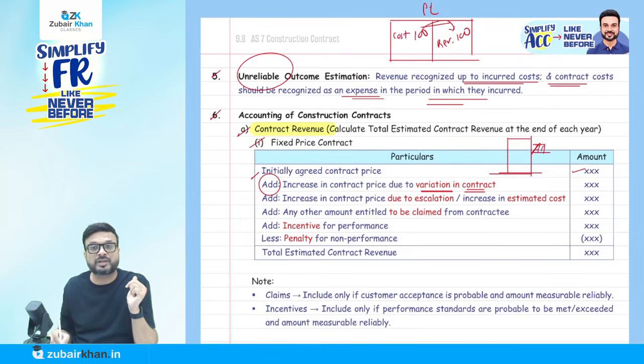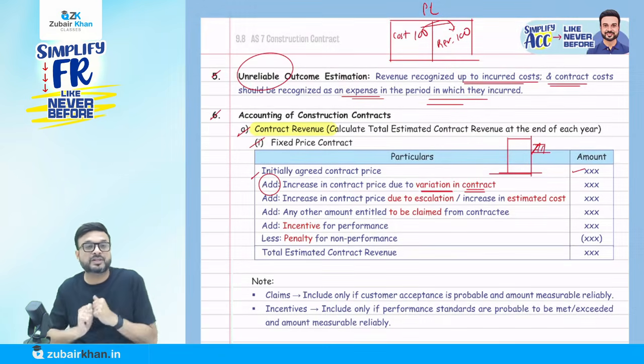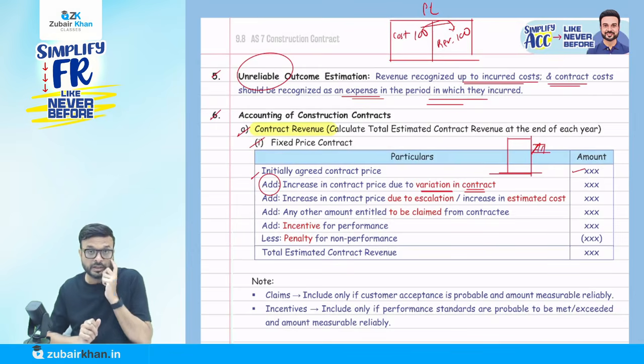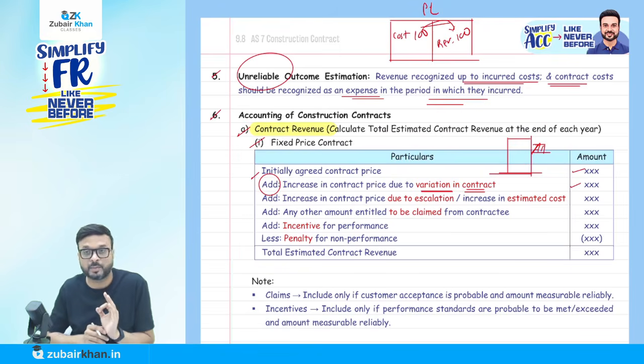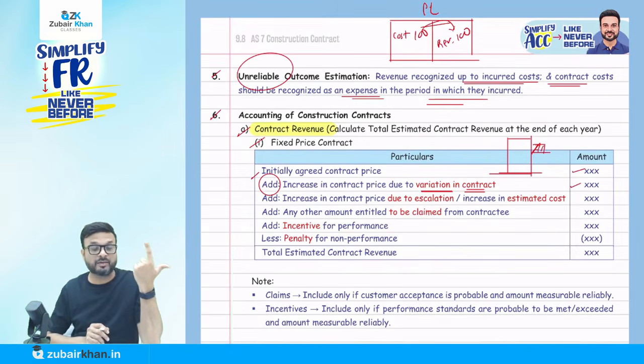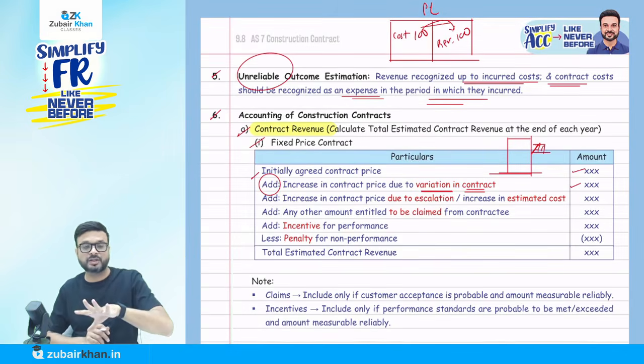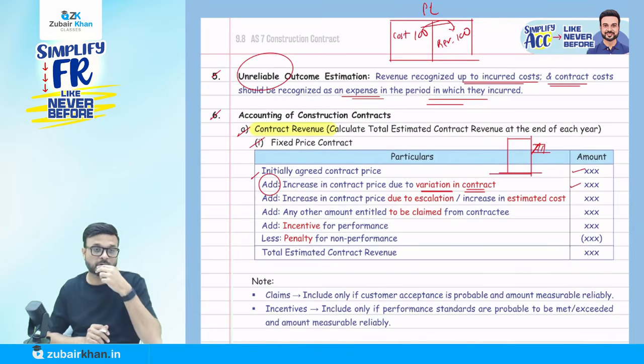So there is a variation in the work. So obviously the contractor is going to charge for it. So they will add the increase in the contract price that is due to variation. So they will add this amount here. Okay. Now what do you mean by revenue? We're discussing the revenue. Because there is a variation in the work, obviously cost will increase, but the contractor is going to charge the contractee also. Now that is revenue for him.